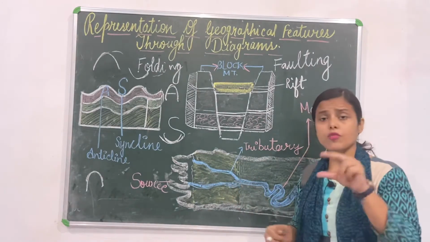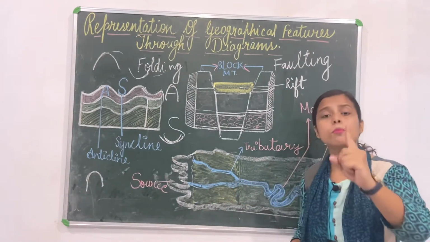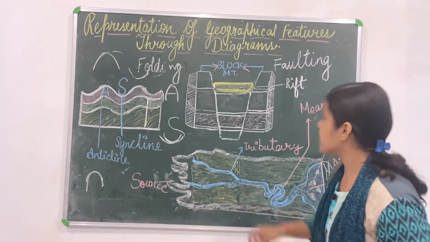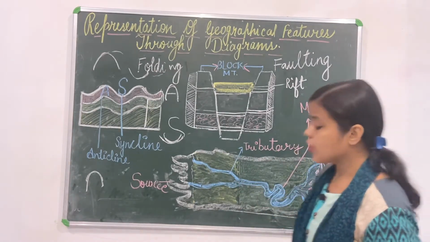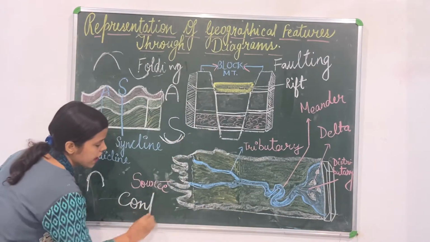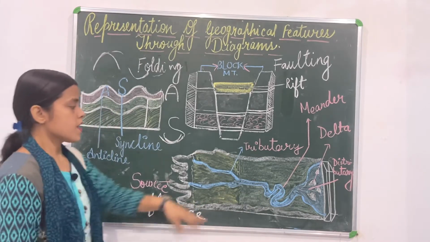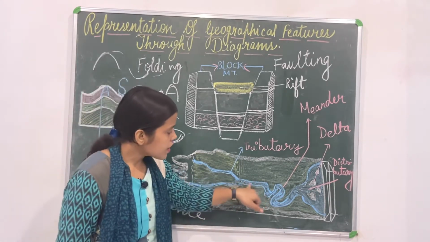And the place where two rivers or more than two rivers join together and form one main river, that place is known as confluence. C-O-N-F-L-U-E-N-C-E. Confluence.